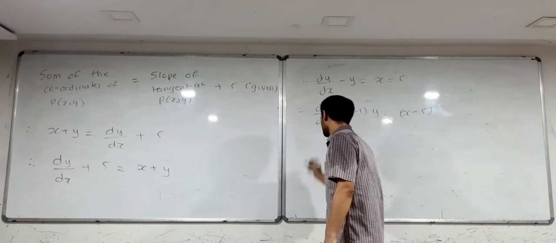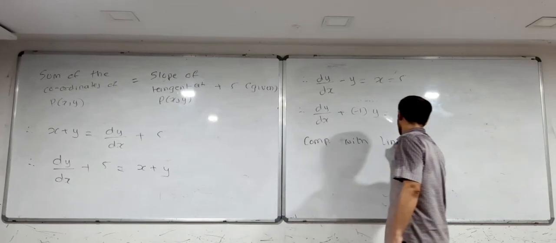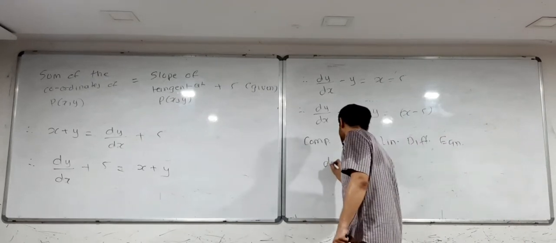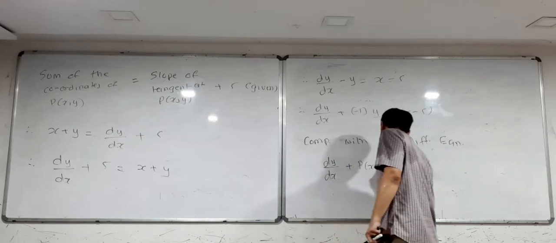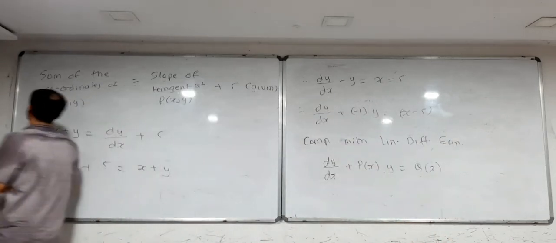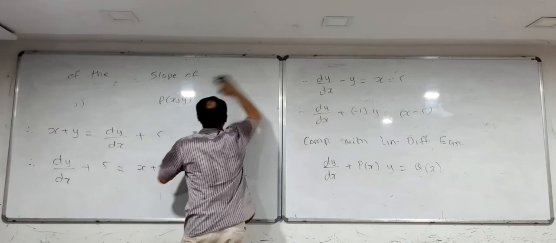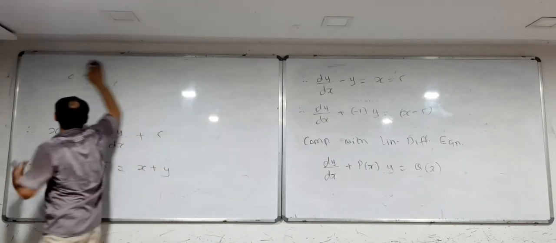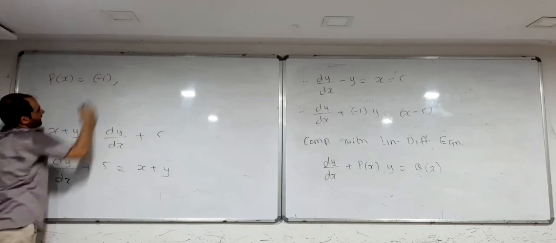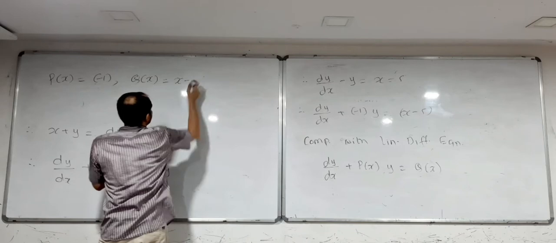So comparing with the linear differential equation dy by dx plus p of x into y is equal to q of x, we get p of x is minus 1 and q of x is x minus 5.